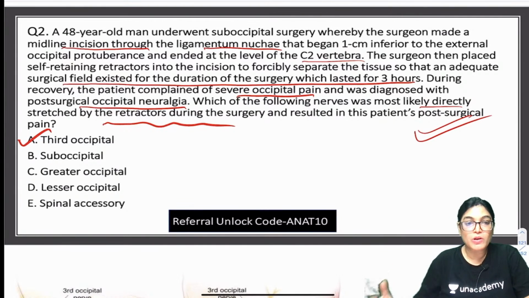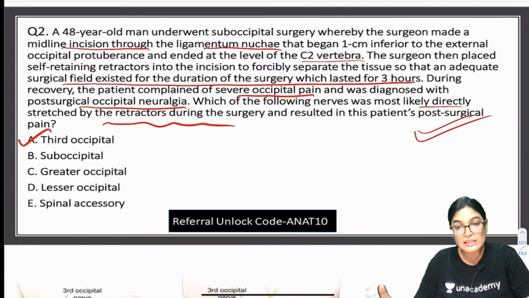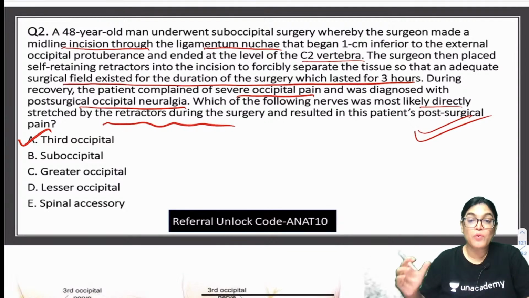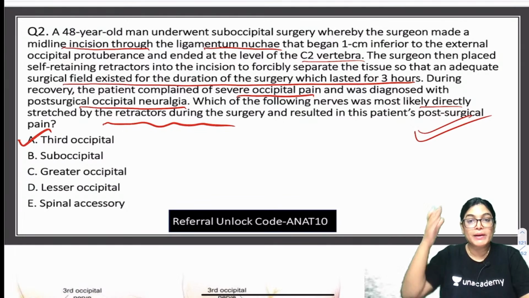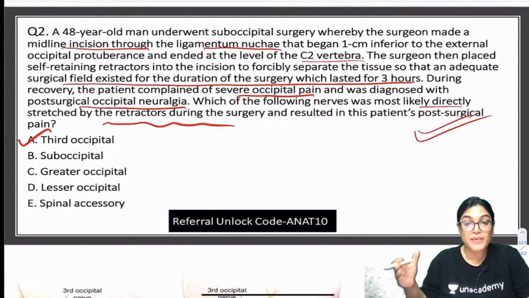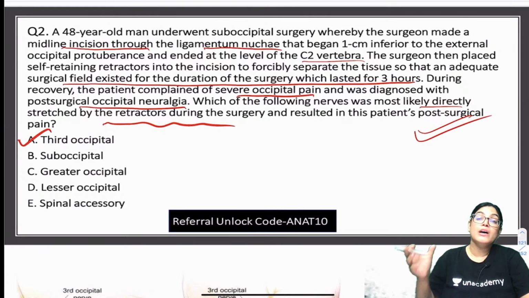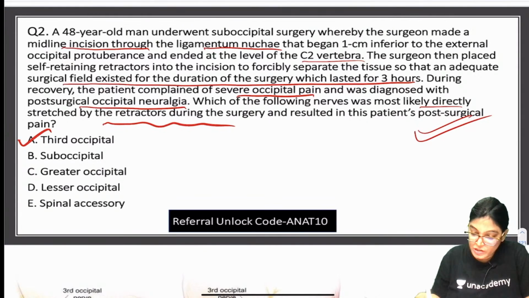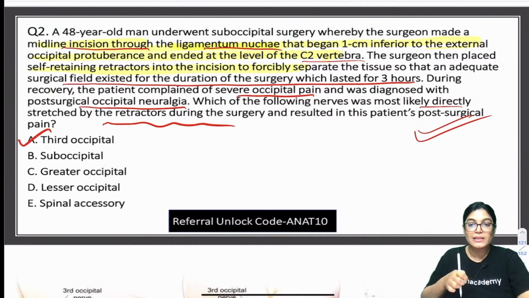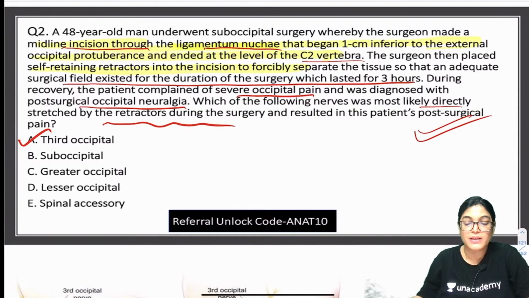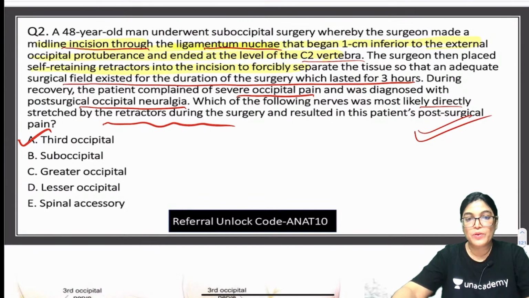Actually, the third occipital nerve has the root value C3, that is the third cervical nerve, and its branch lies very close to the midline. It provides innervation near the ligamentum nuchae midline, extending towards the region of the external occipital protuberance. The location mentioned in this MCQ was an incision given in the midline at the ligamentum nuchae, inferior to the external occipital protuberance till C2, and the surgeon is using a retractor to retract the area so that there is a clear view to perform the surgery.